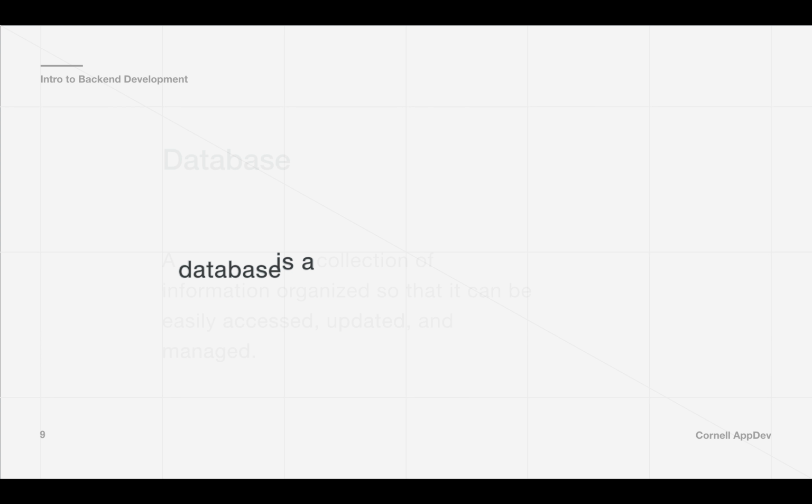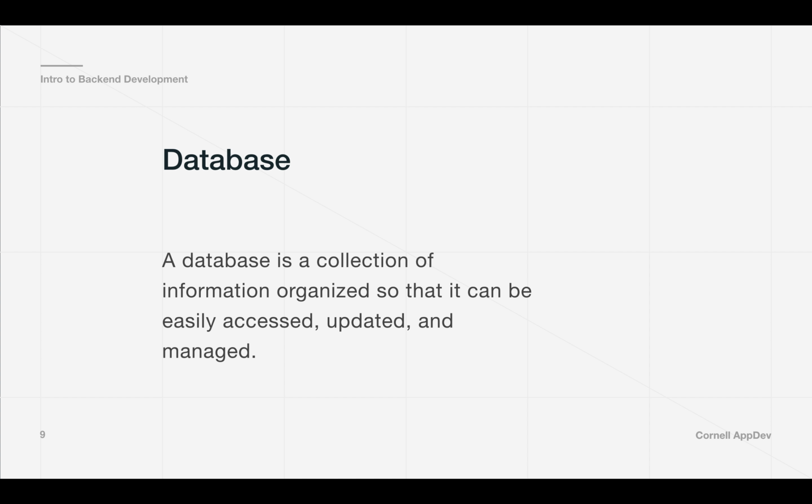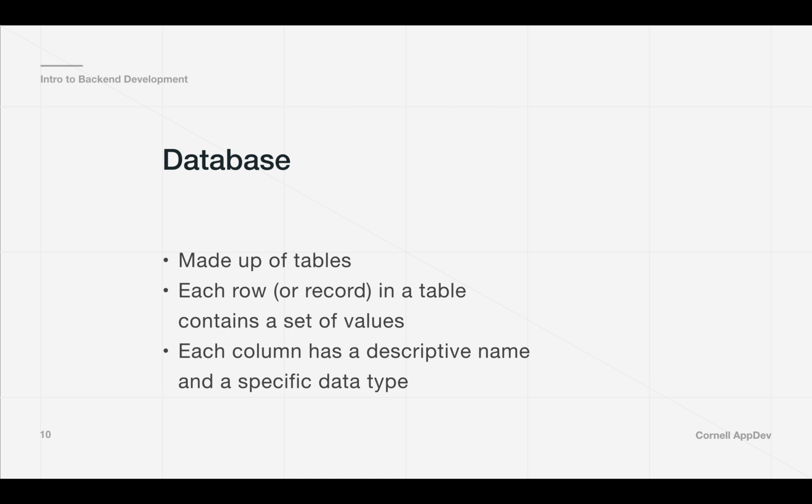So what is a database? A database is basically just a collection of information that can be accessed, updated, or managed. You can think of a database as a bunch of tables together. Each of these tables has rows with corresponding values. You can think of it as an Excel spreadsheet, where you can have tables, and each row has a bunch of values associated with it. We'll go over some examples to make this clear.